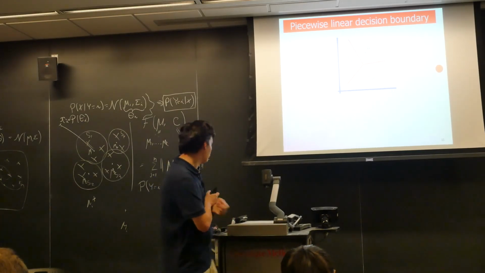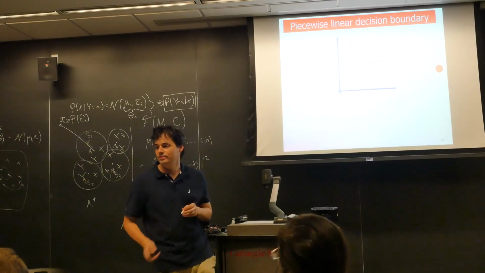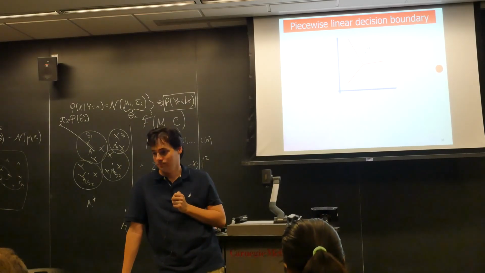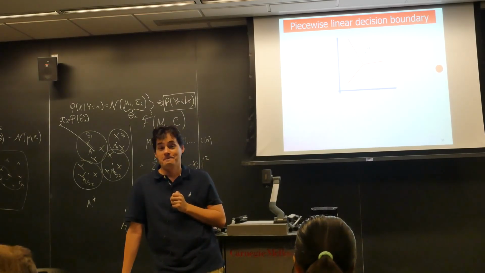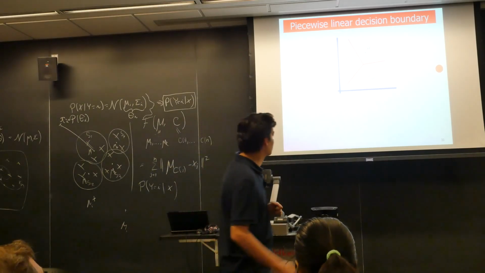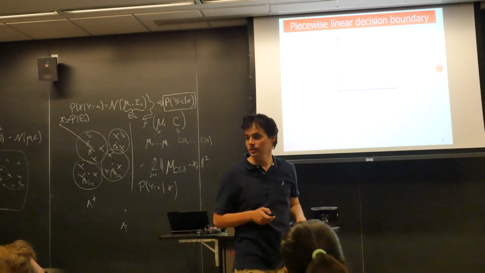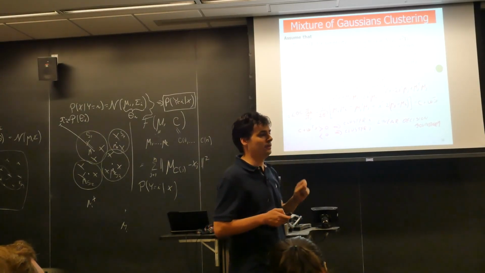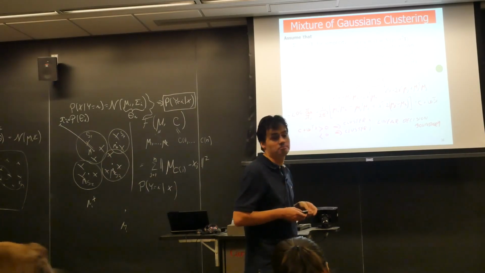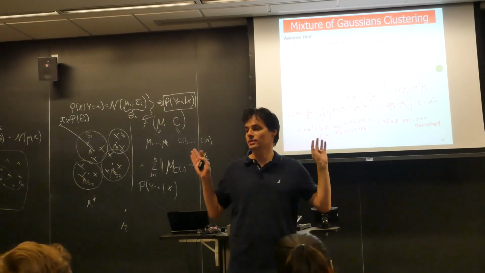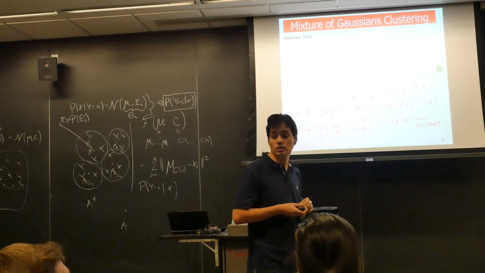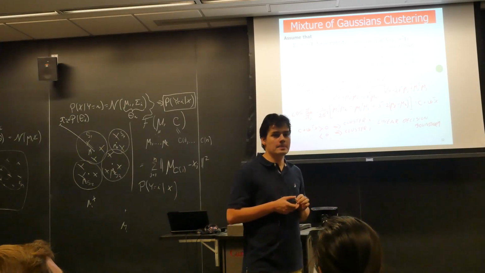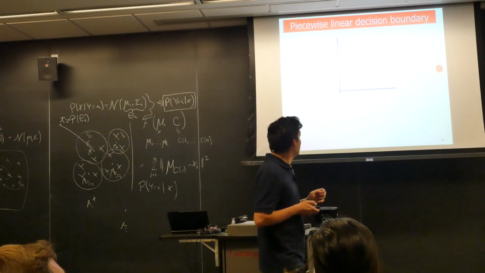So here is another question. If you allow sigma to be sigma I, then what do you get? We got this linear decision boundary because we assumed that the covariance matrices have this form. So what would happen if we don't do that? The covariance matrix can be anything general. Then how would these decision boundaries look?